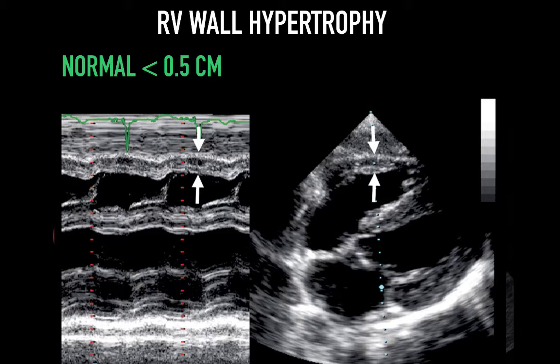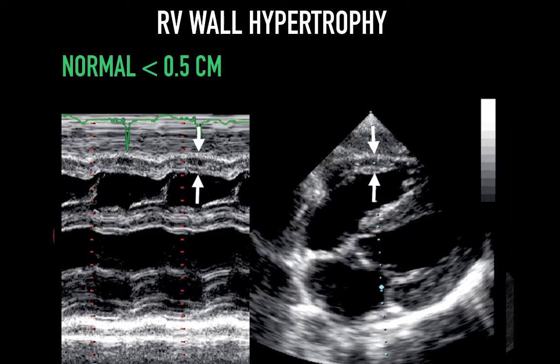A normal thickness measured in M-mode is less than 0.5 centimeters or 5 millimeters. Even after 48 hours of increased afterload, you will see the RV thicken, as the RV is not normally used to increased afterload as it's a high-volume, low-pressure circuit. This RV free wall may thicken as much as 1 centimeter or 10 millimeters. It may help determine the acuity or chronicity of RV dysfunction.